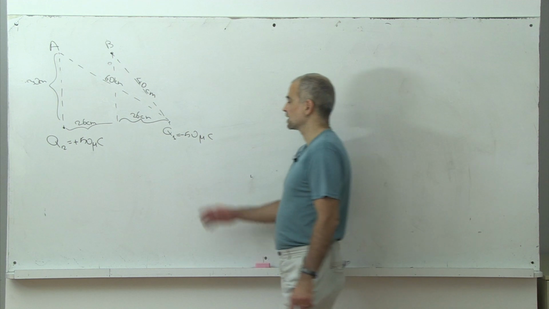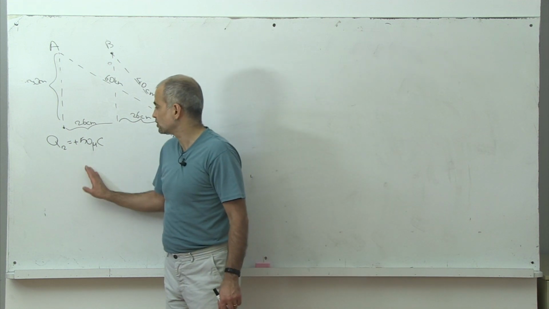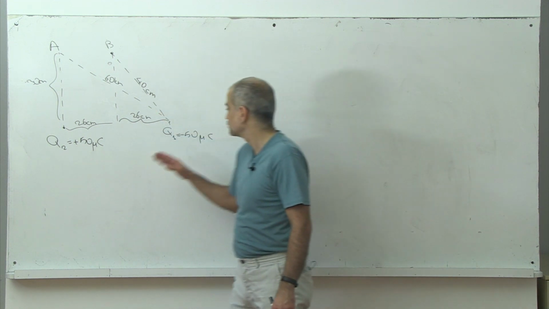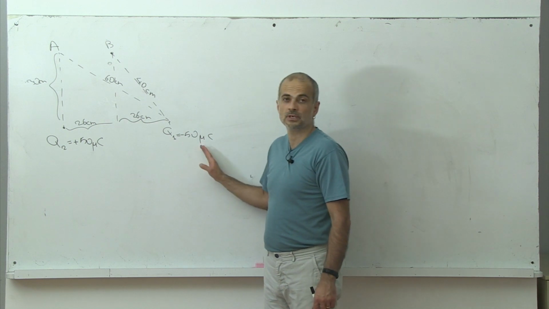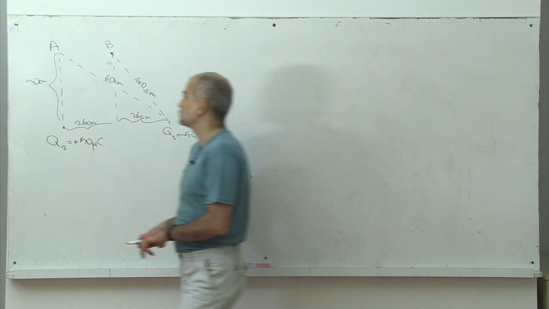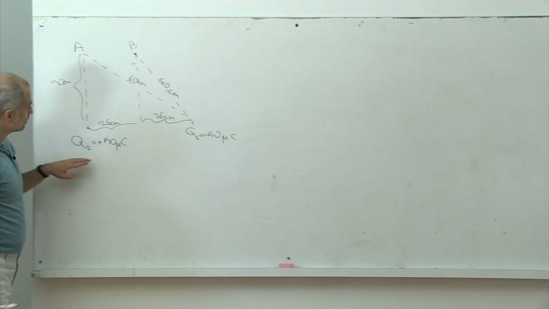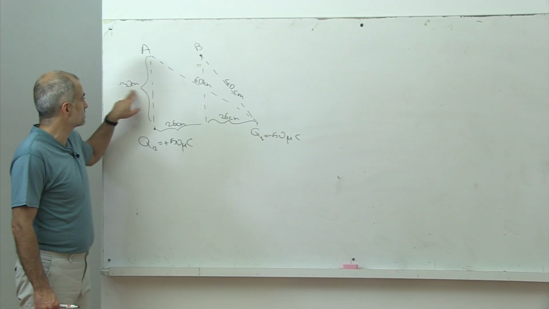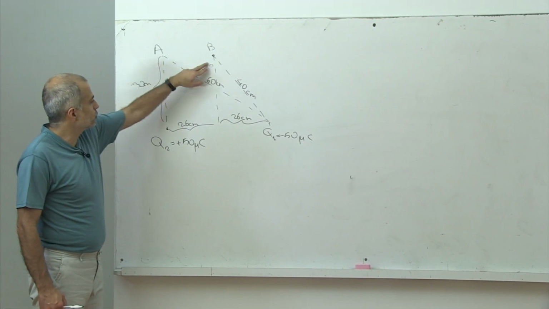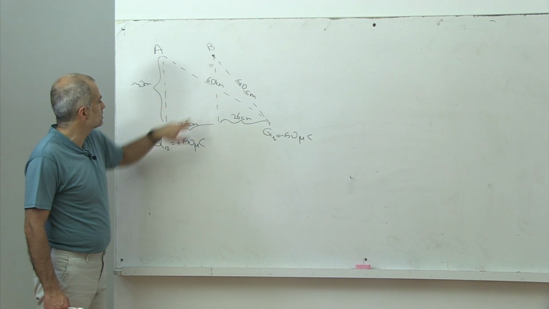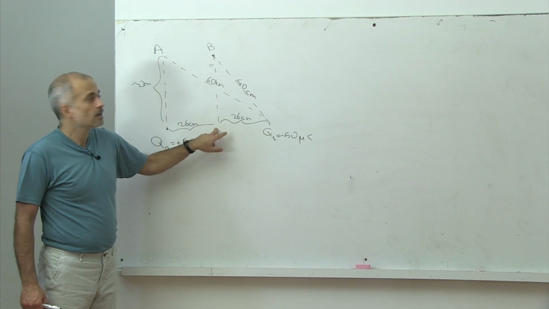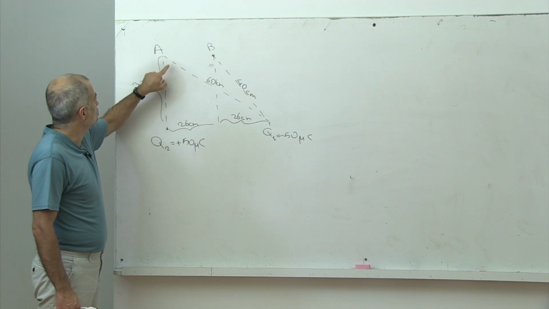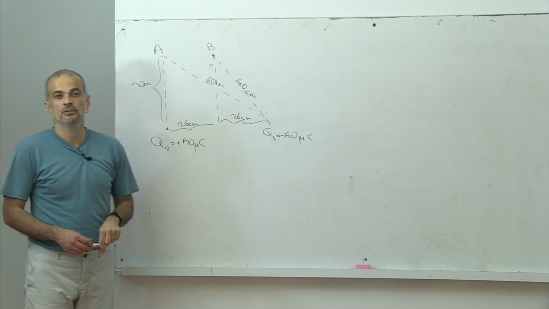In this example, let's consider two point charges, one 50 microcoulombs, the other one minus 50 microcoulombs. And we are given 2 points, the point A, which is above the positive charge, 30 centimeters above, and the point B, it's also 30 centimeters above their midpoint. And what are the potentials at the point A and at the point B?